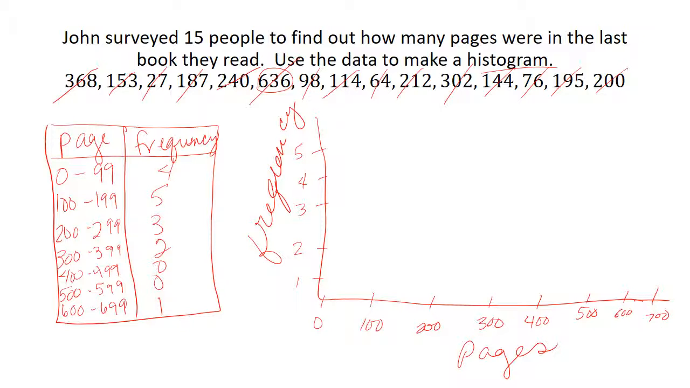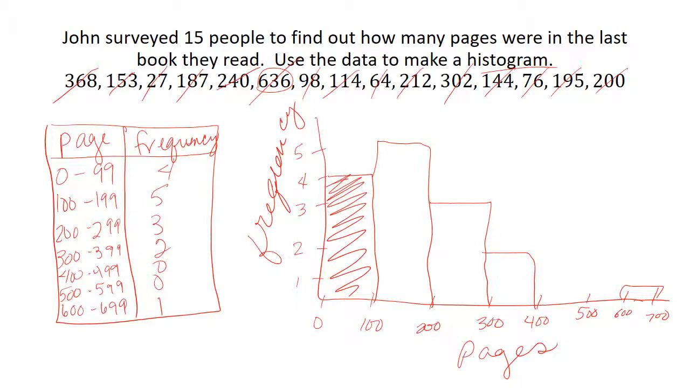Alright, so between 0 and 100 there were 4, so our line's going to go here. And then between 100 and 200 there were 5, so our line's going to go up and come down. 200 to 300 there were 3, so our line's going to come down here. 300 to 400 there were 2. There was 0 between 400 and 500, and 500 to 600. 600 to 700 there was 1.